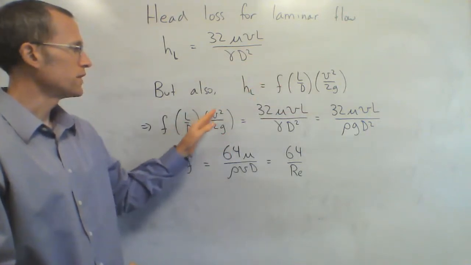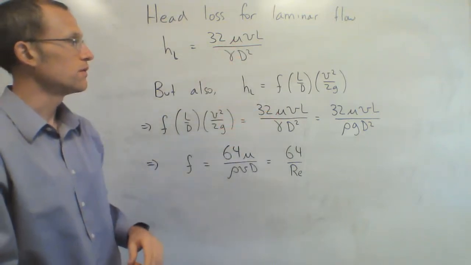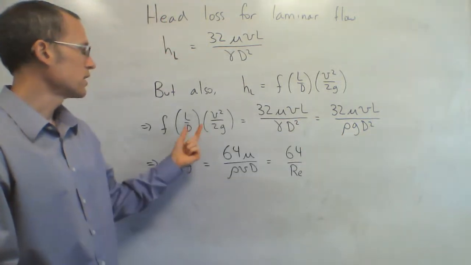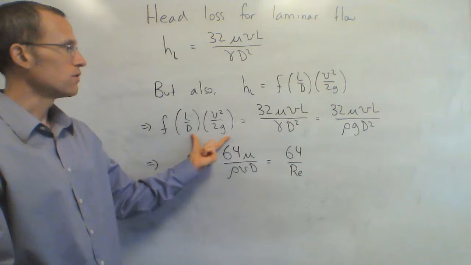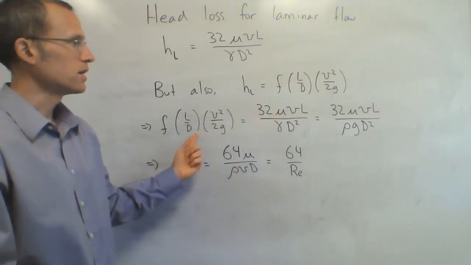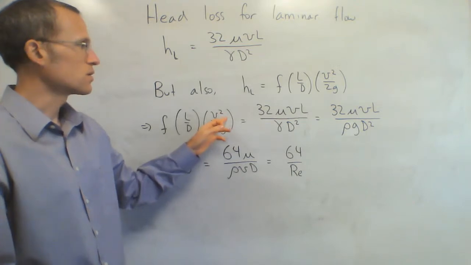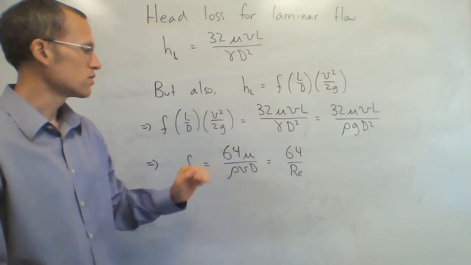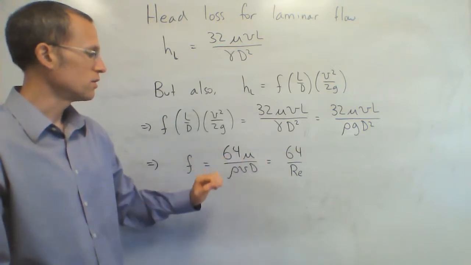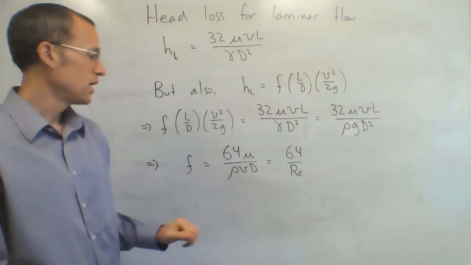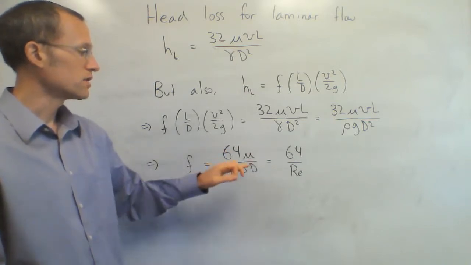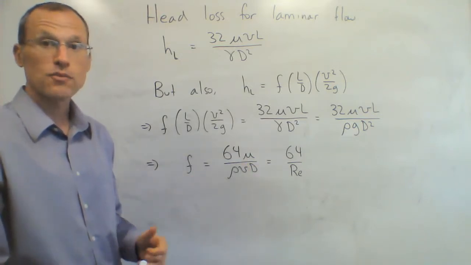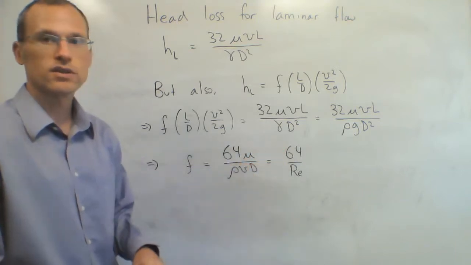So F L over D V squared over 2G has to equal 32 mu V L over gamma D squared, and gamma is rho times G. So now dividing by all the stuff in front of the F, so divide by L, my L's cancel out, divide by a D, one of these D's cancels out, divide by a V squared, end up with another V on the bottom, divide by G's, they cancel out, 2 times 32 gives me 64, so I'm left with 64 on top, viscosity on top, density, velocity, and diameter on the bottom. But density, velocity, diameter divided by viscosity, that's exactly the Reynolds number based on diameter. So an expression for F for laminar pipe flow is simply 64 over the Reynolds number.